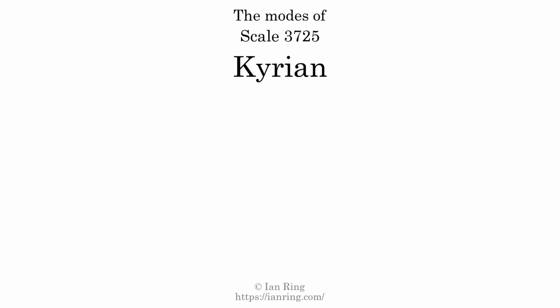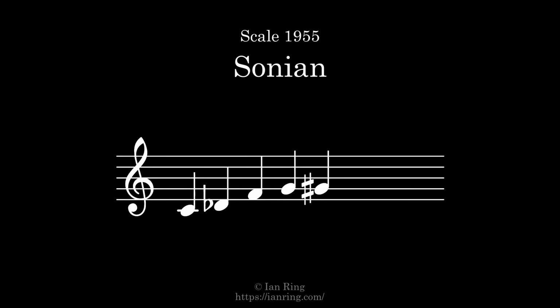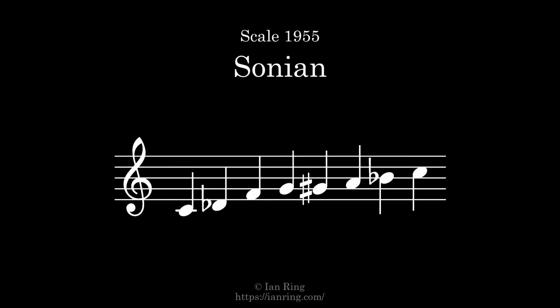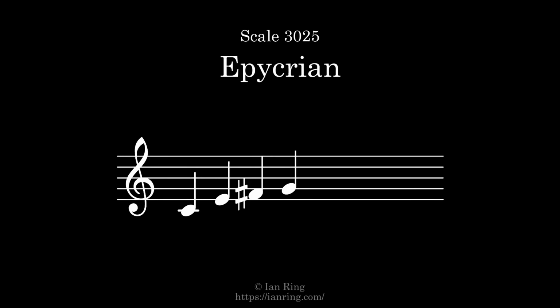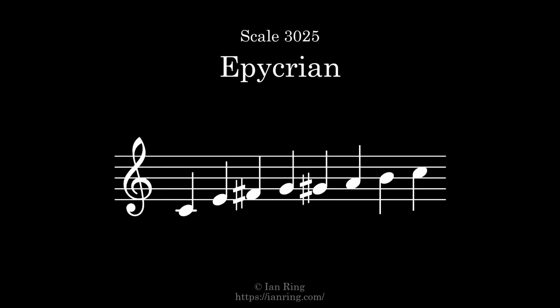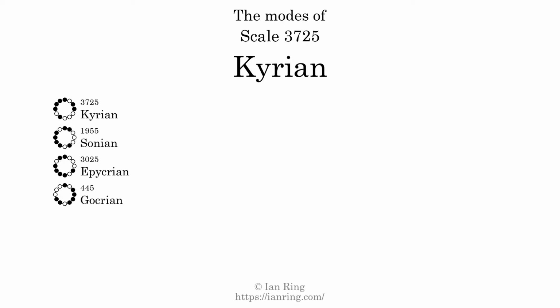This scale has 7 modes. The first mode is itself. The second mode is scale 1955, also known as Sonian. It sounds like this. The third mode is scale 3025, also known as Kyrian. It sounds like this. The fourth mode is scale 445, also known as Coherence. It sounds like this.